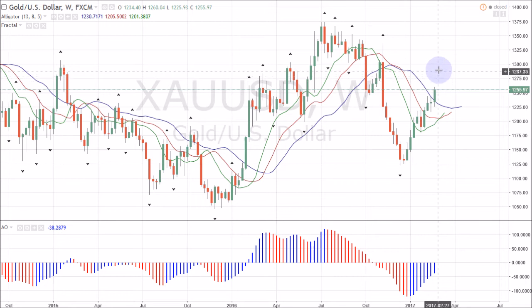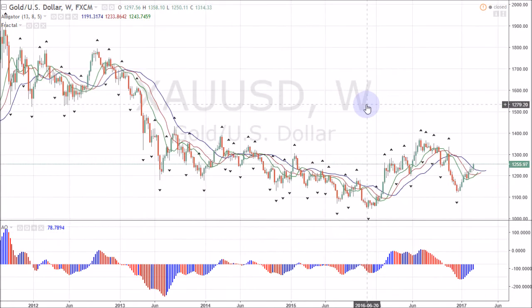We might see this continue a little bit higher. I doubt it will go as high as here. But again, this is my opinion. I have no idea. I'm just saying that fractal in this area, correction to the downside, and then we take this market long.